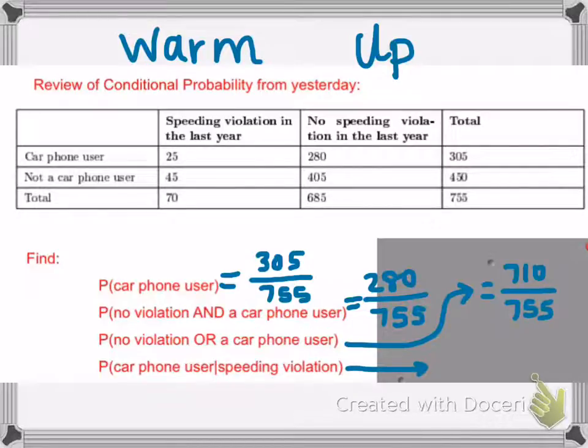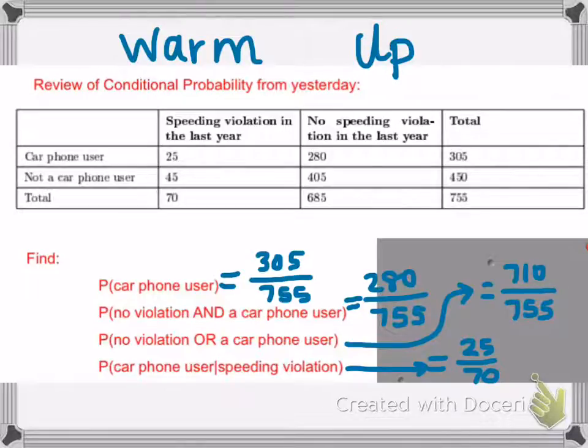Okay, last one is a conditional probability, and those conditional probabilities are the situations where your denominator changes. So the probability of somebody being a car phone user given that they have a speeding violation. So the only population I care about is the speeding violation. That second thing in my conditional probability gives me my new denominator of 70. I'm only looking at my speeding violators. Of those 70, 25 of them are car phone users, so this probability would be 25 out of 70. Okay, this is your warm-up, and this contingency table idea is what we talked about on Tuesday.